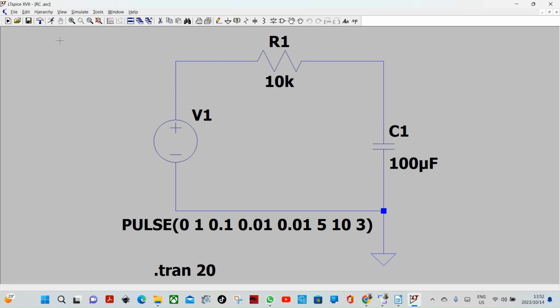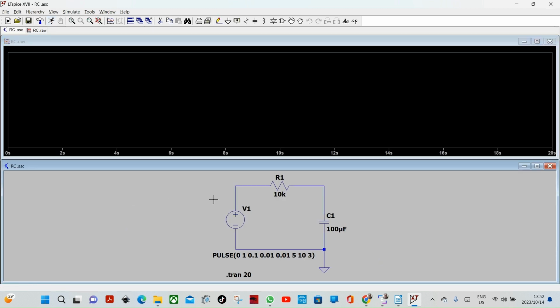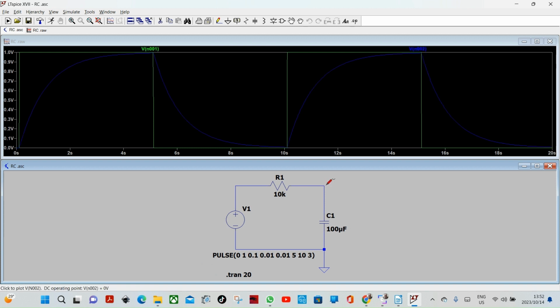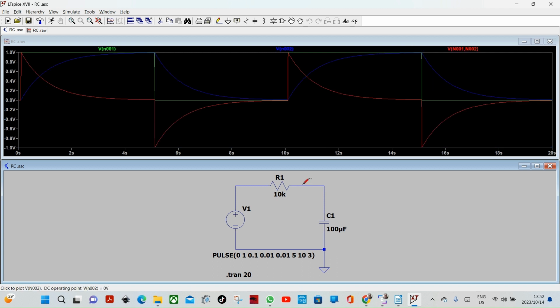So let's look at the waveforms. Okay, first we measure the input pulse. There's the input pulse. There's the voltage across the capacitor, and as we can see, it resembles what the previous graph we had. Now the voltage across the resistor. There we go. It's just the inverse of the voltage across the capacitor.